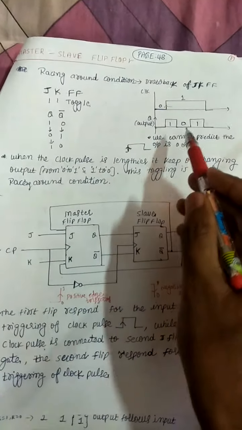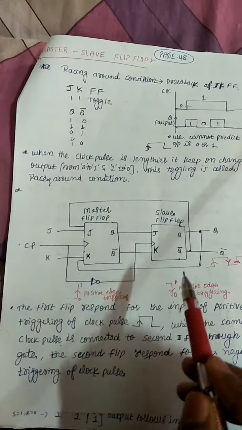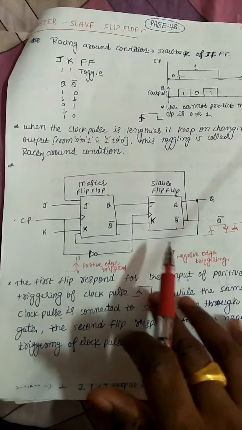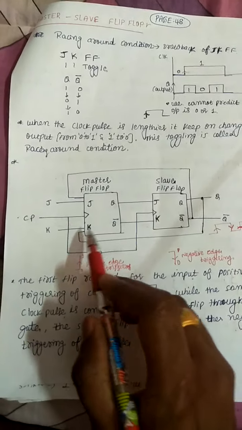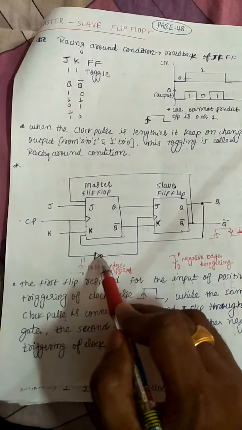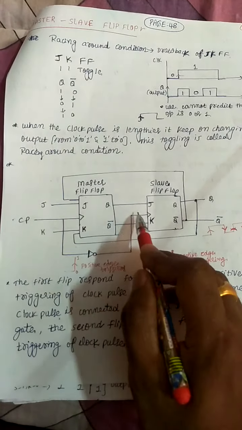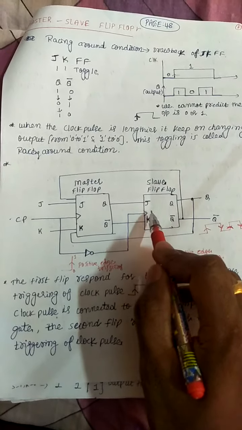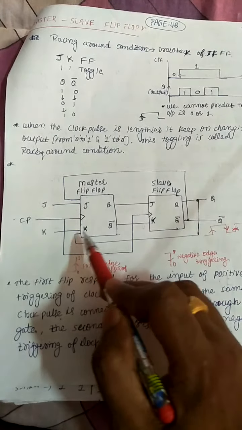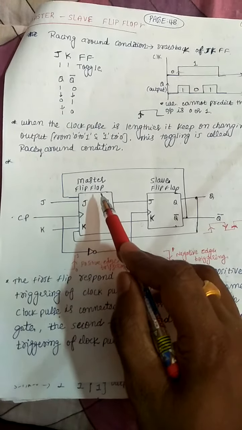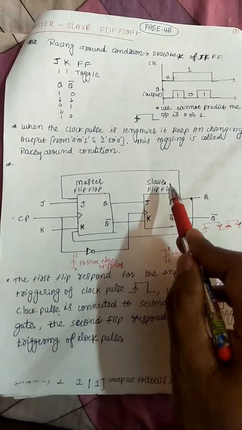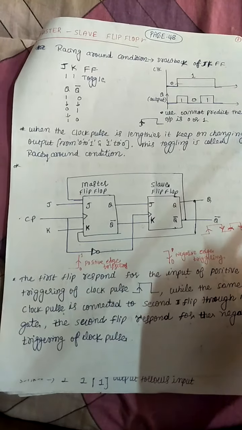To overcome this, what you have to do is connect two JK flip flops, with the clock to one and the inverted clock as the input for the clock of the second one. The first JK flip flop we call the master flip flop. The second one we call the slave flip flop.